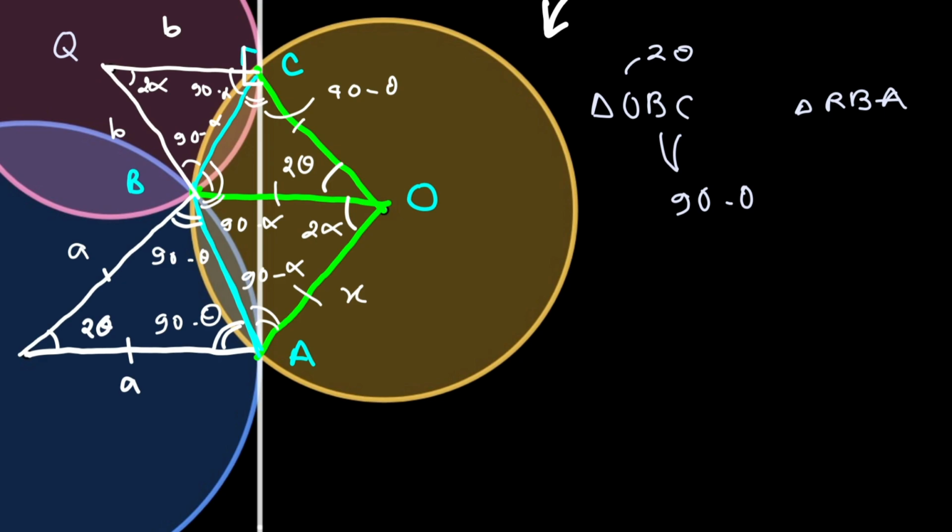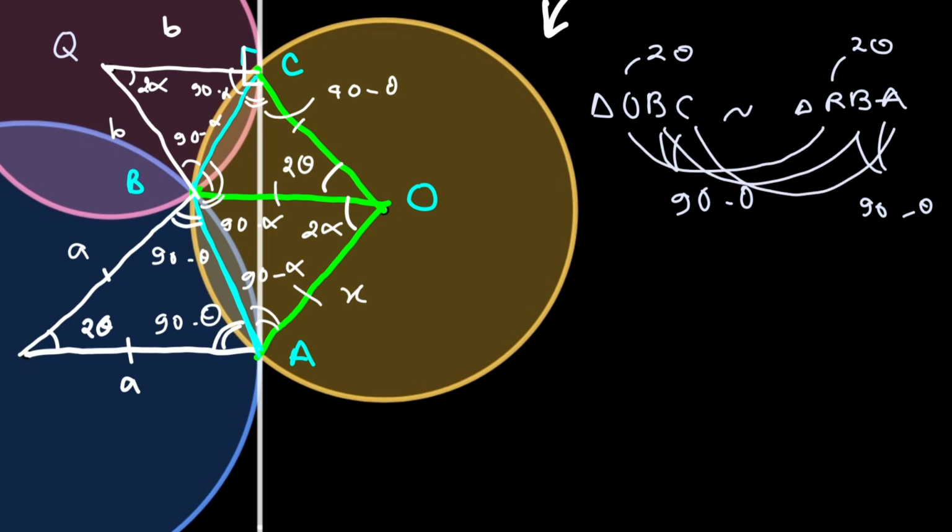Now look carefully in the triangle RBA that is over here. The value of angle R in this triangle is 2 times theta, and the angles B and A are equal, each of them having a value 90 minus theta. So we can see that in both of these triangles all the three angles are equal, and we have just labeled them according to this correspondence. Correspondence means the first angle should be equal to the first angle, the second one with the second one, the third one with the third one.